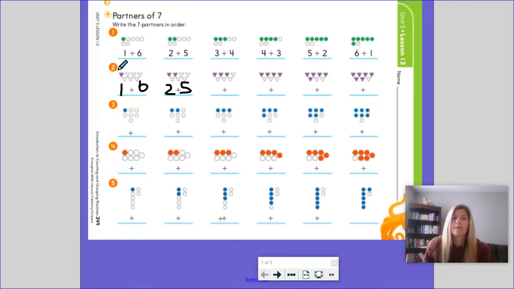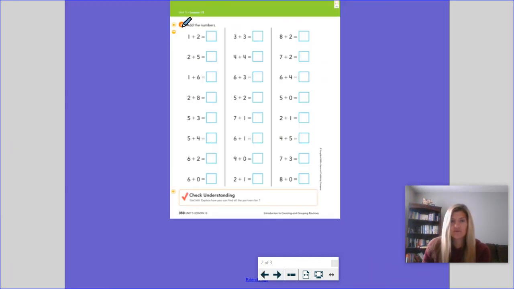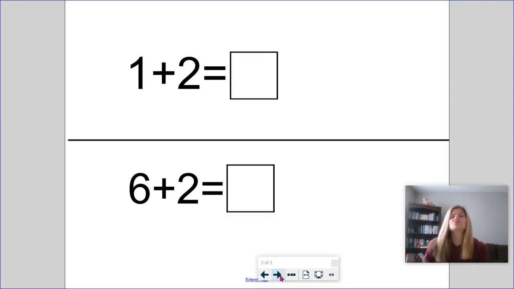So one partner of 7 is 1 and 6 equals 7. Also, 2 plus 5 equals 7. 3 plus 4 equals 7. These are all partners of 7. All right, so now we're going to go to the next page. If you flip over your math sheet, you're going to see that you have addition problems that you need to work on. Before you work on your addition problems, I'm going to do 2 practice ones to give you some strategies to help you solve these problems.